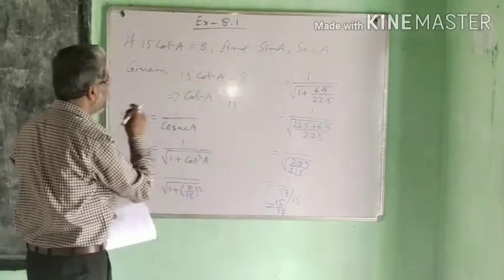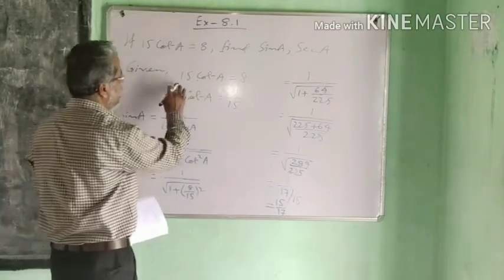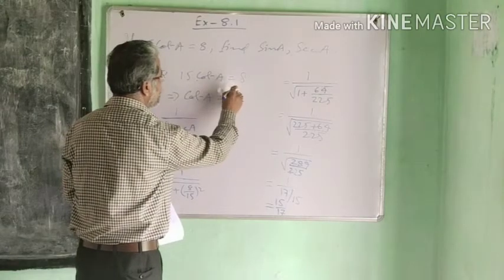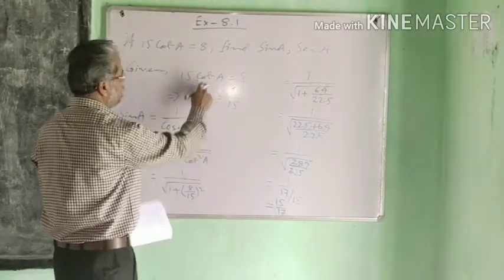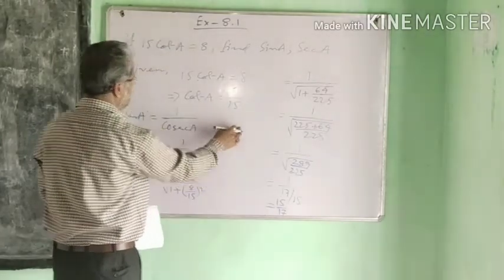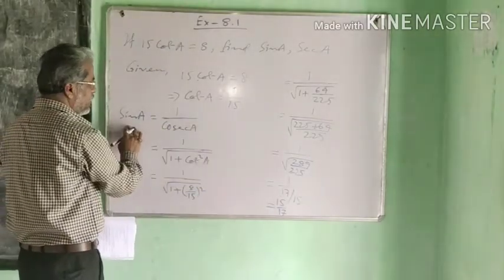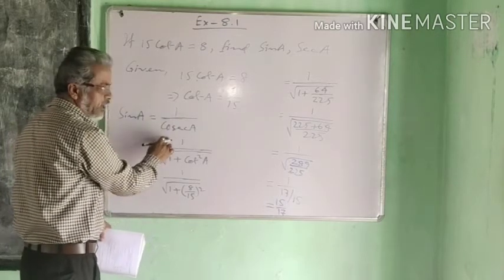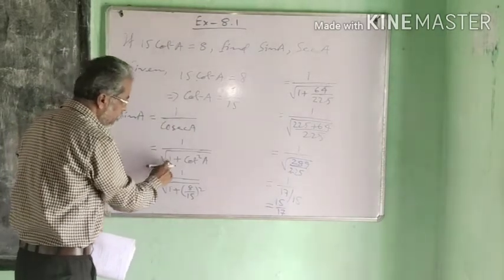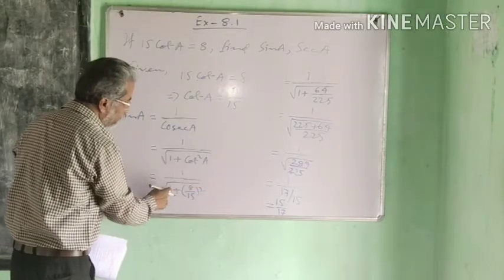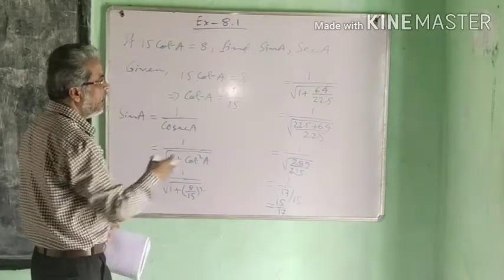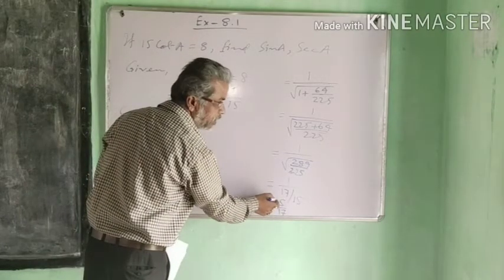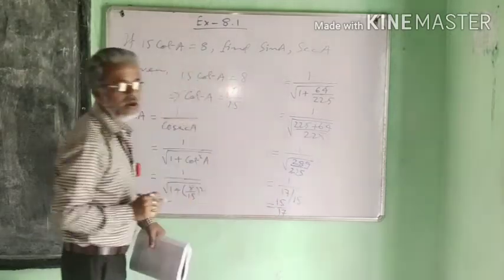How have we found it out? First we wrote this given equation, and from it we found out cot A is 8 by 15. Now you have to find sin A. We transformed sin A into 1 by cosec A, and then cosec A is root over 1 plus cot square A. Then we put the values and simplify. After simplification we come to the conclusion: the answer is 15 by 17.